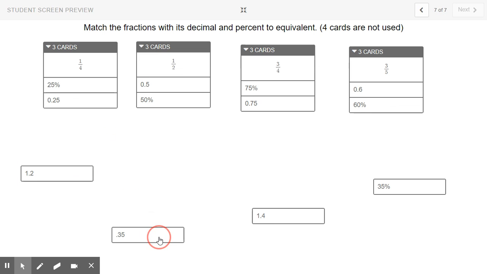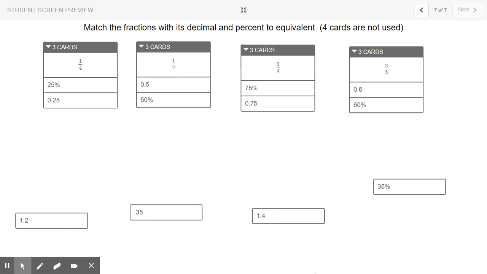So this is the answer, and these are the 4 that were not used. Feel free to try any of these again.